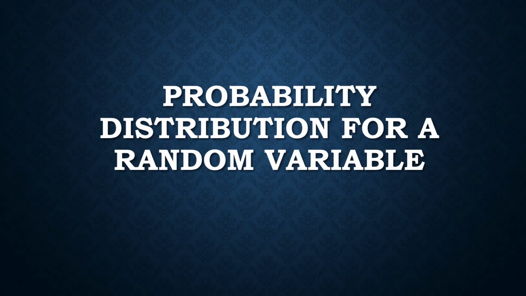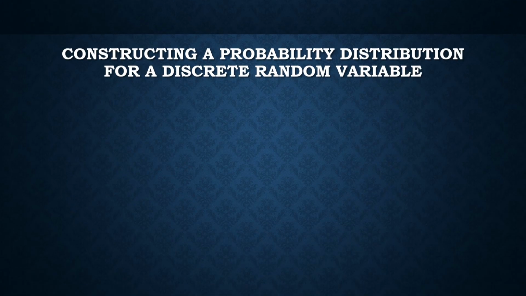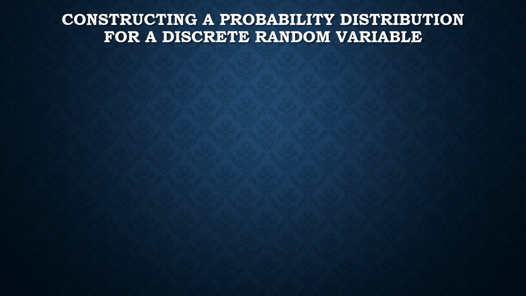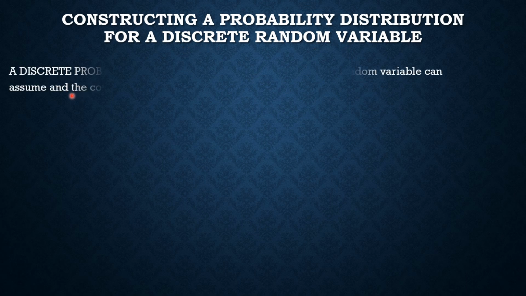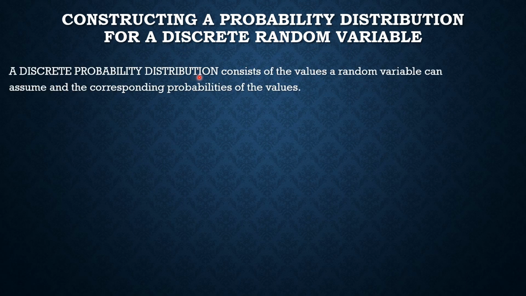Let's talk about the probability distribution for a random variable. Before we start constructing a probability distribution for a discrete random variable, let's define it first. A discrete probability distribution consists of the values a random variable can assume and the corresponding probabilities of the values.